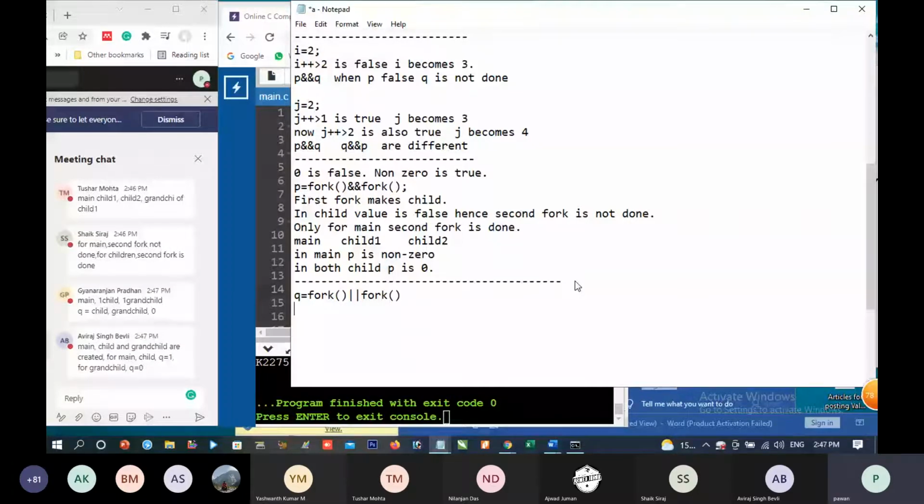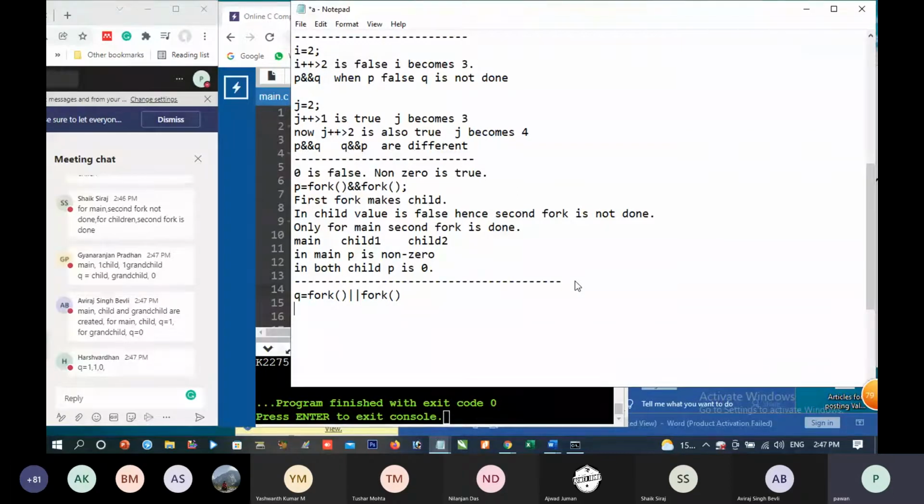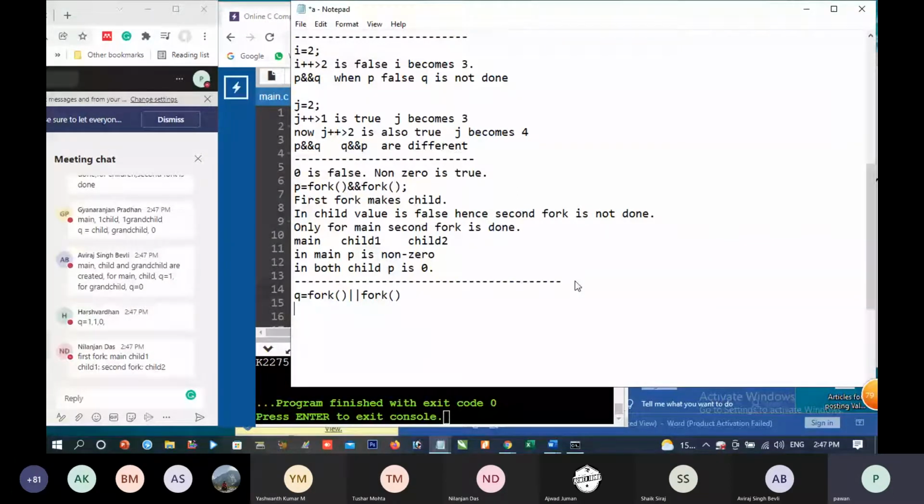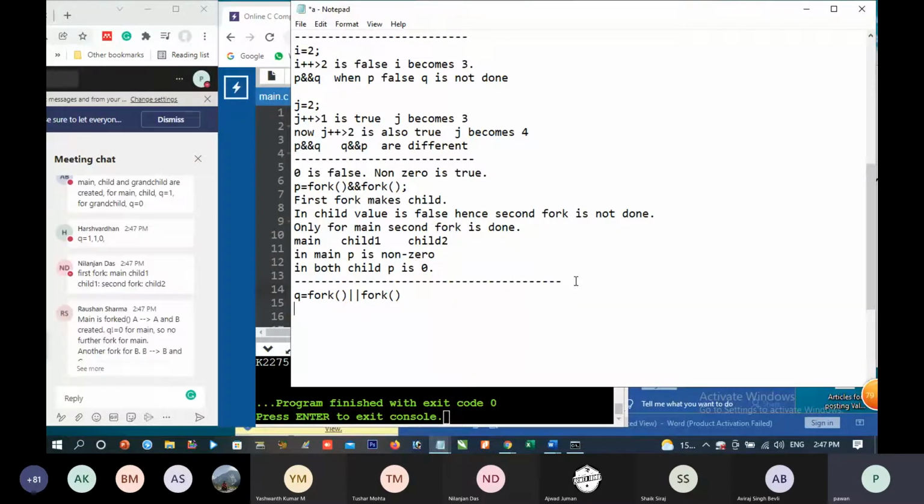No, Gyan, I am not satisfied with you. It is not clear. Why is Q 1? Wrong. Abhiraj is wrong. Harshvardhan is also wrong. Even if your computer output is correct, I consider it wrong. Nilanjan, no.